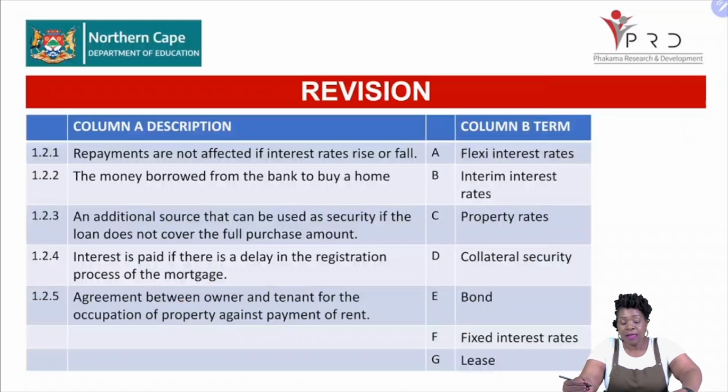Right, those are the descriptions, and then the terms. We've got A, flexi interest rates, B, interim interest rates, C, property rates, D, collateral security, E, bond, F, fixed interest rate, and G is a lease. I'll give you a few minutes to match, and then we can go to the solutions for our question.